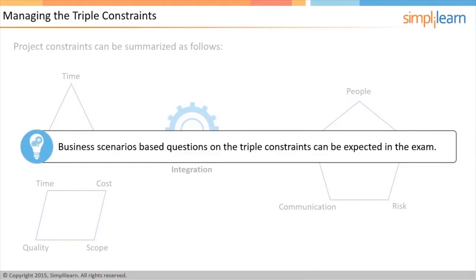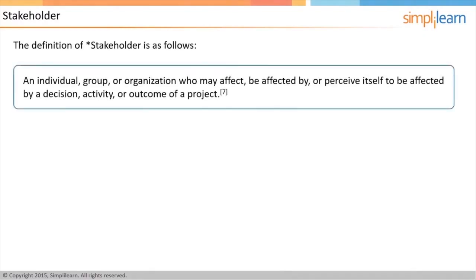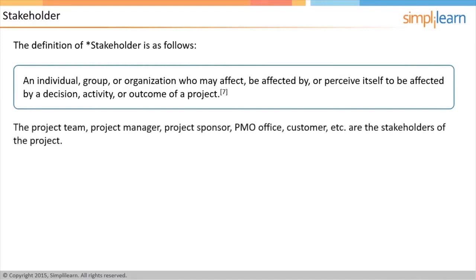In the next screen, let us understand who a stakeholder is. A stakeholder can be defined as the one whose interests may positively or negatively be affected or perceived to be affected by the decision, activity, or outcome of the project. As per the definition, the project team, project manager, project sponsor, PMO office, customer, etc.